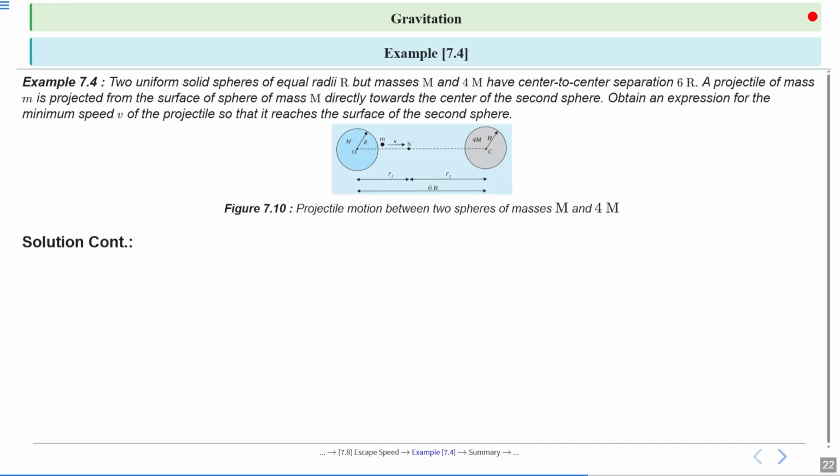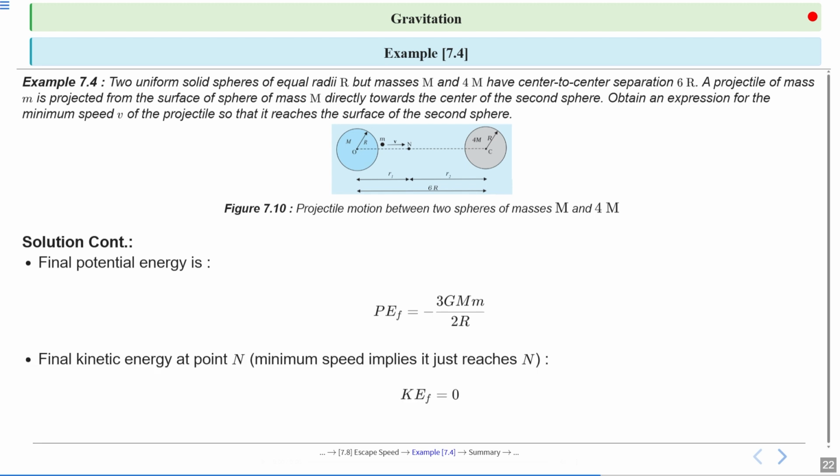Let's continue with the solution. So the final potential energy of the system, the formula given, is PEF equal to minus 3GMm divided by 2r. Here G is the gravitational constant, M is the mass, and small m is the mass of the projectile. This equation shows us how the gravitational potential energy is calculated when the projectile reaches the surface of the second sphere. The negative sign indicates that the potential energy decreases as the projectile moves closer to the second sphere.